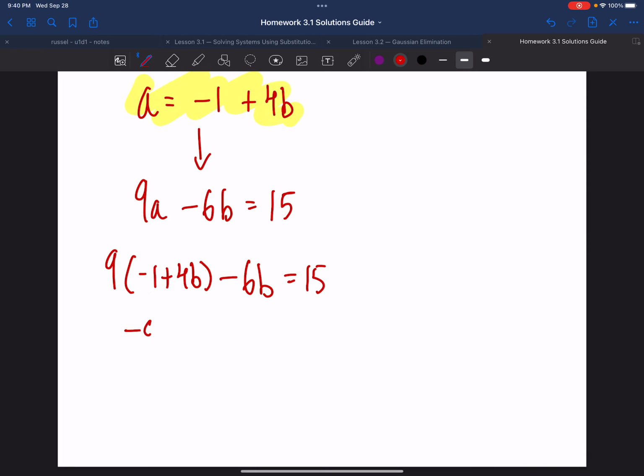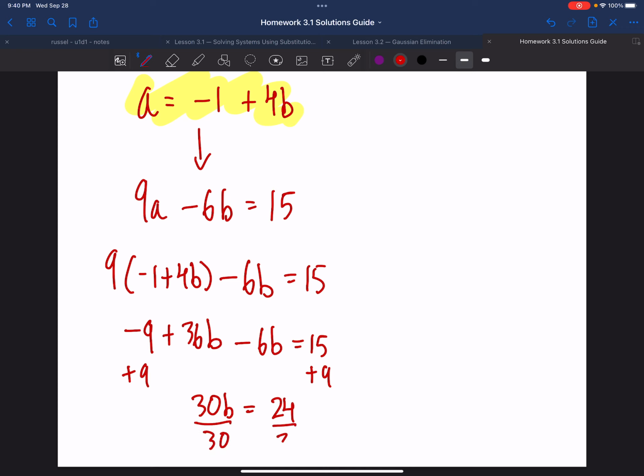9 times -1 is -9 plus 36B minus 6B equals 15. Let us add 9 to both sides. And then 36B minus 6B is 30B equals 15 plus 9 is 24. So B, we got to divide by 30 here, meaning B equals 24 over 30. But you should be able to simplify that, right?